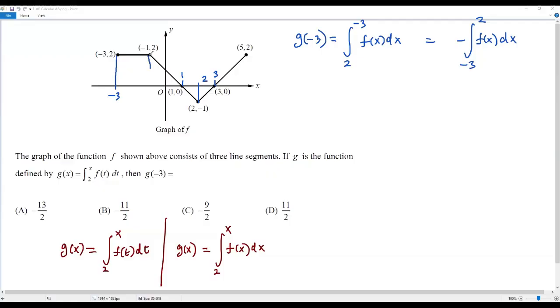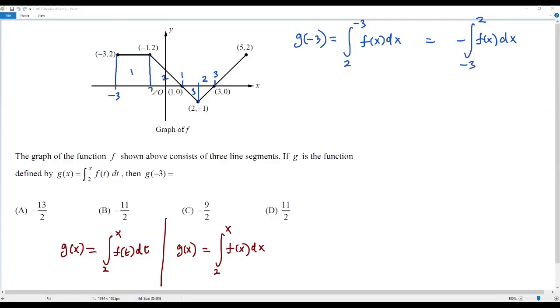Okay, let me draw one more vertical line over here. So here this is the first part, this is the second part, and this is the third part. Now I have to get the areas of all the 3 parts and add them to get the value of this definite integral.